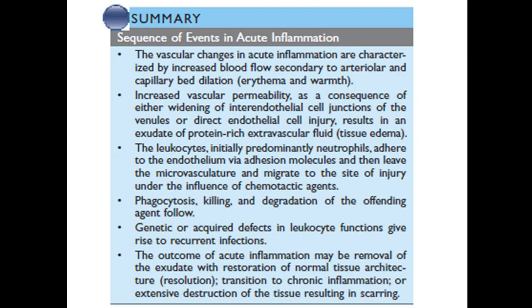The acute inflammation will evolve into chronic inflammation, and in chronic inflammation there is extensive destruction of the healthy tissue and the damaged tissue, and the result will be the formation of fibrotic tissue, and this we call scarring.